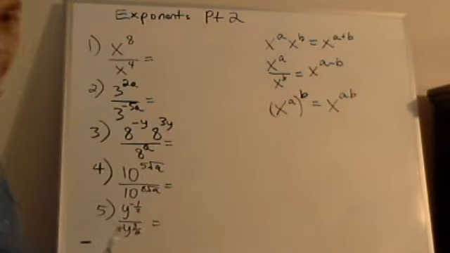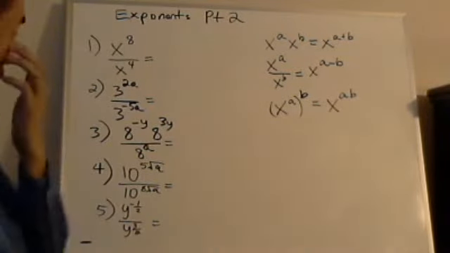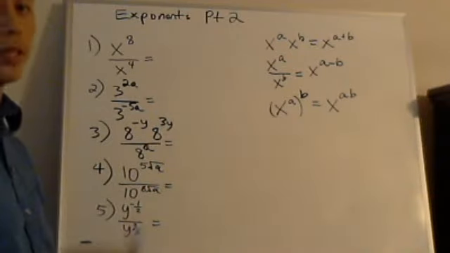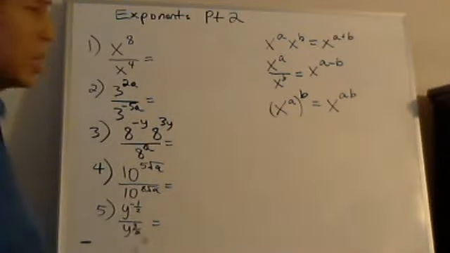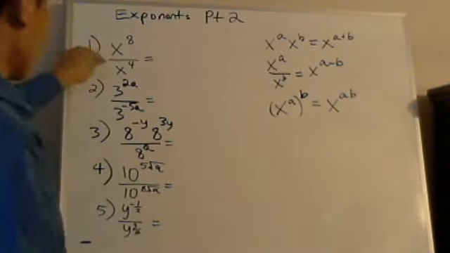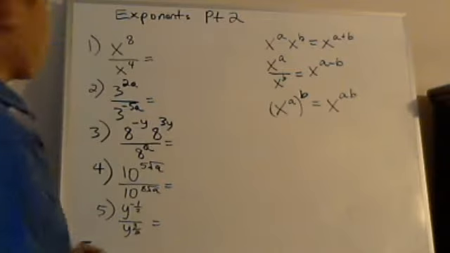So we're going to go through some examples. We're going to start, as usual, with the easier ones, and then I'll get to a little more challenging ones, so you get a good grasp of how it works. So let's do number 1. We have x to the 8 power divided by x to the 4 power.